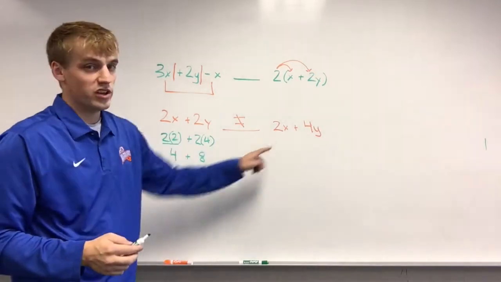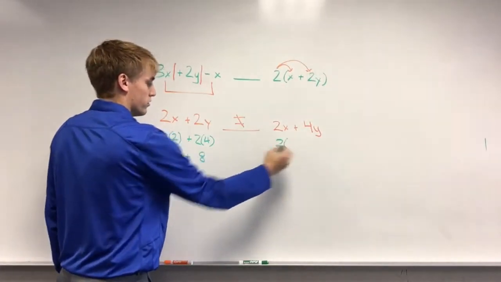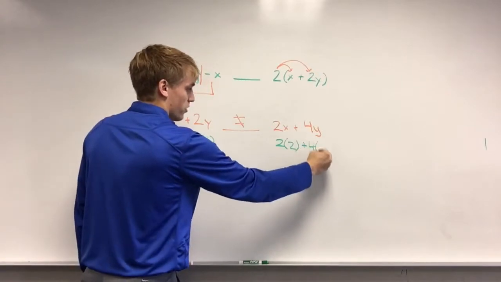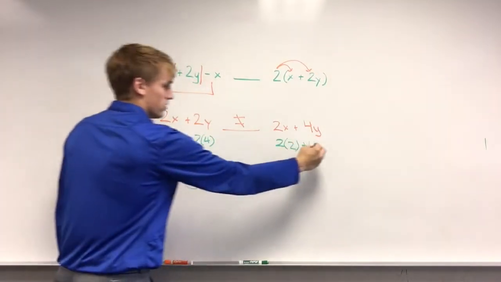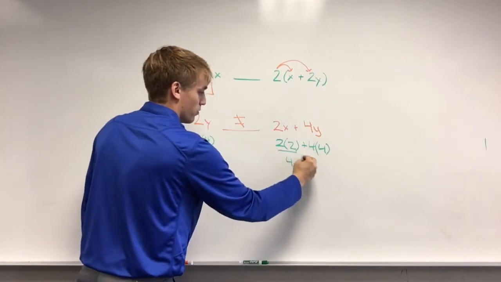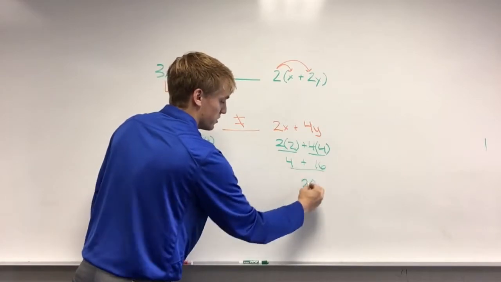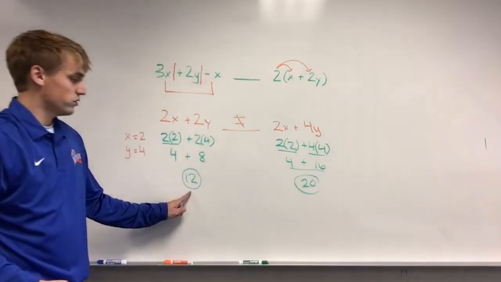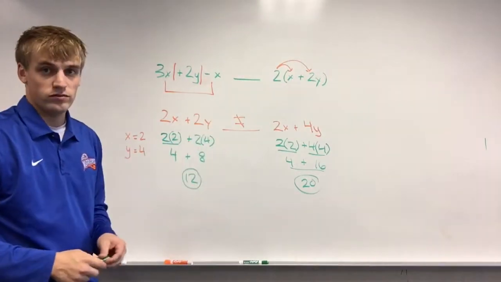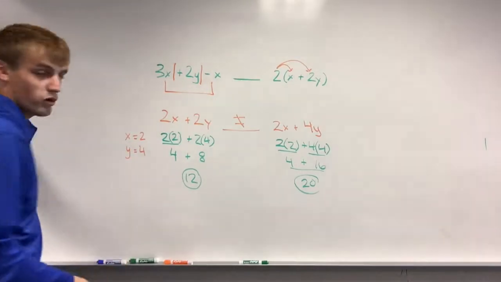If you plug in the same values over here, 2 times 2 plus 4 times 4, you get 4 plus 16, and 4 plus 16 is 20. 12 and 20 are not the same thing, so they're obviously not equal. That's a couple ways you can do it. Let's try one more.